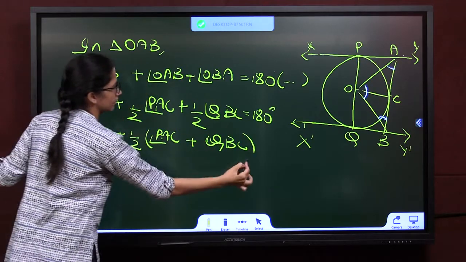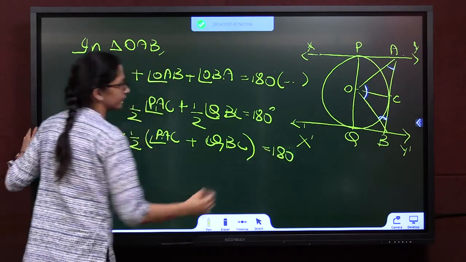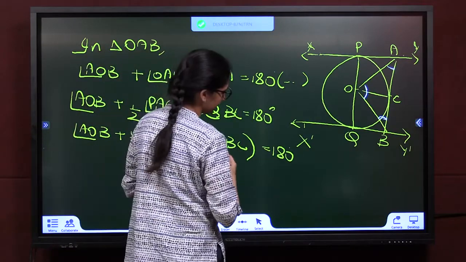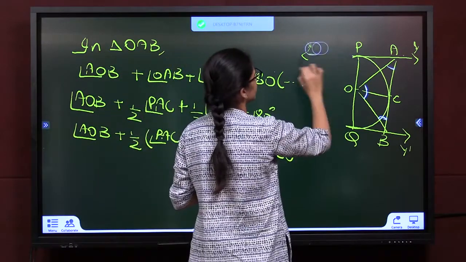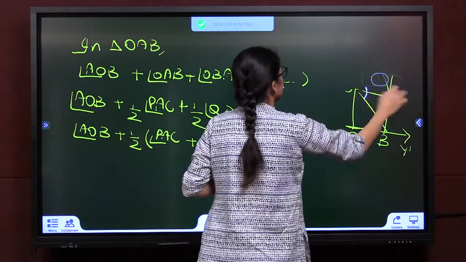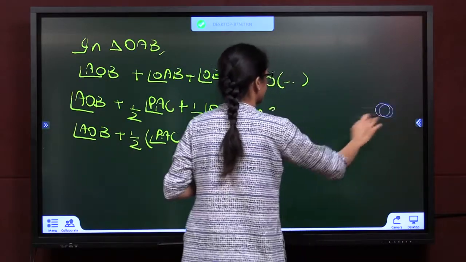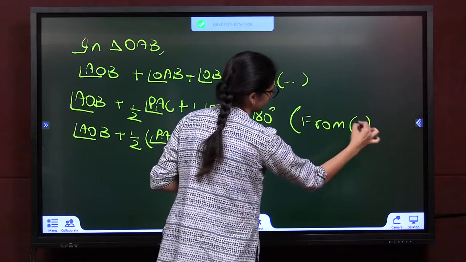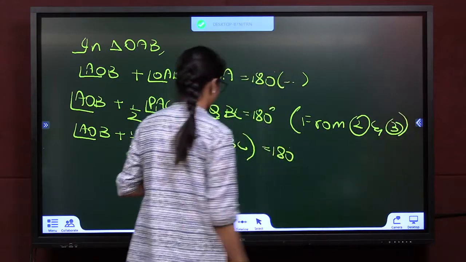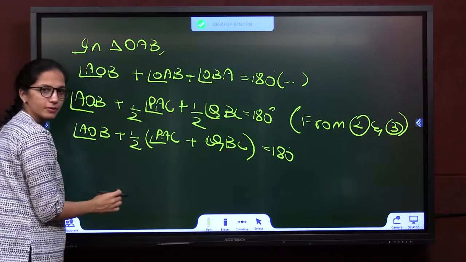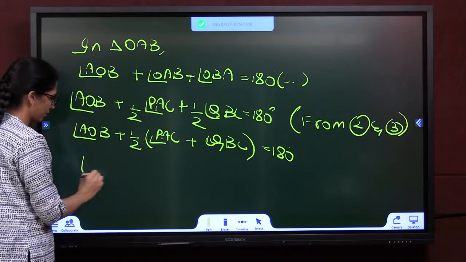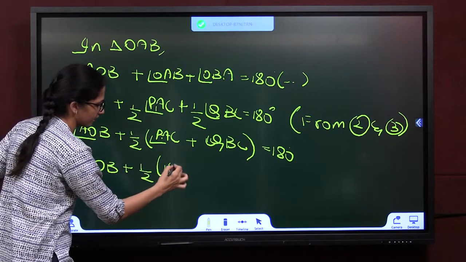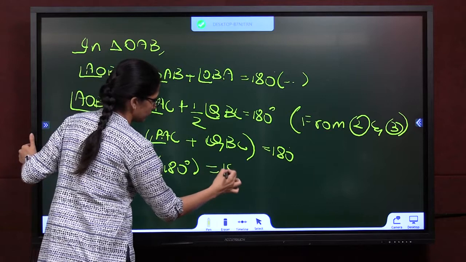I took half common is equal to 180. How did we do this half part? You have to write out in brackets here. Now the figure is clear, so I'll just erase it because I don't have space. So how did we get this half part here? From equation 2 and 3. Now, what is PAC plus QBC? 180. We just proved it from equation 1. So I can write half into 180 is equal to 180.